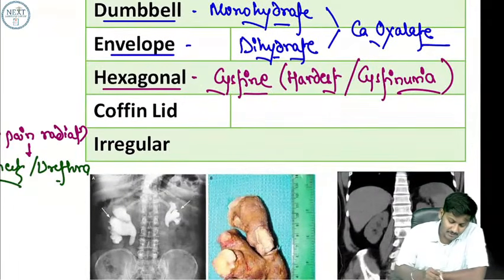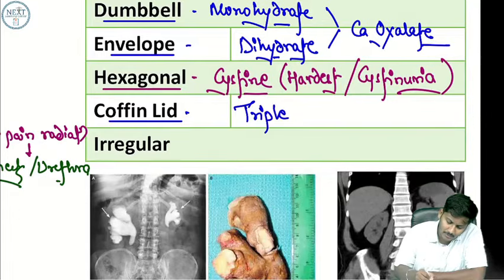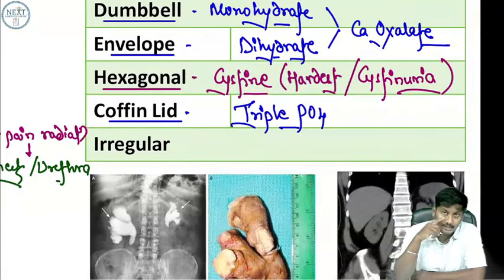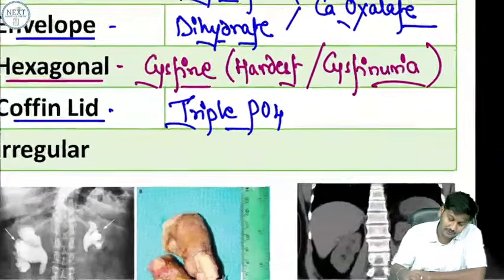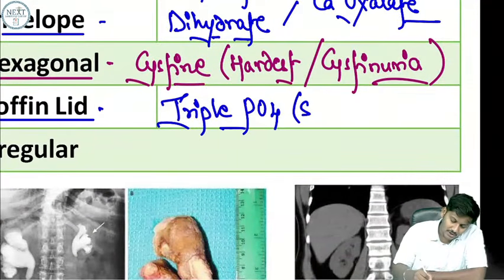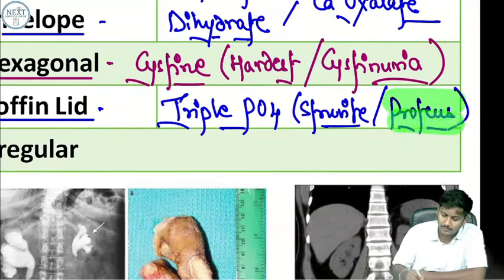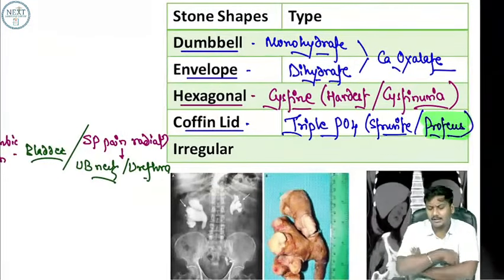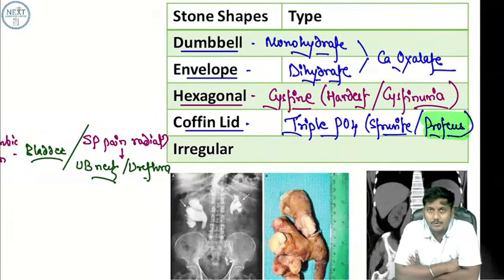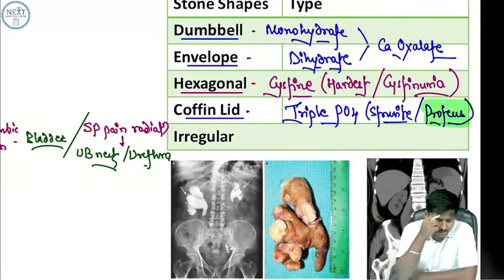Next important, we know, beta, that coffin lid shaped crystal is a feature of triple phosphate stone, also called struvite stone. We know triple phosphate stone, beta, is made up of calcium, magnesium and ammonium phosphate, right? These are also known as struvite stones, and it is very commonly associated with a Proteus infection. We know triple phosphate stones are usually formed in alkaline urine, beta, and alkaline urine is definitely due to a Proteus urinary tract infection, which is important to be remembered.